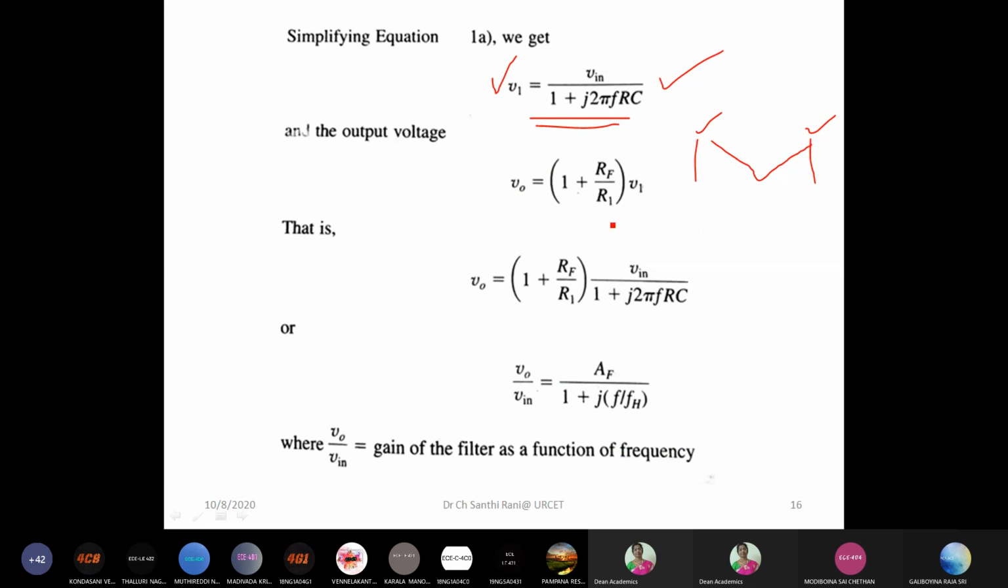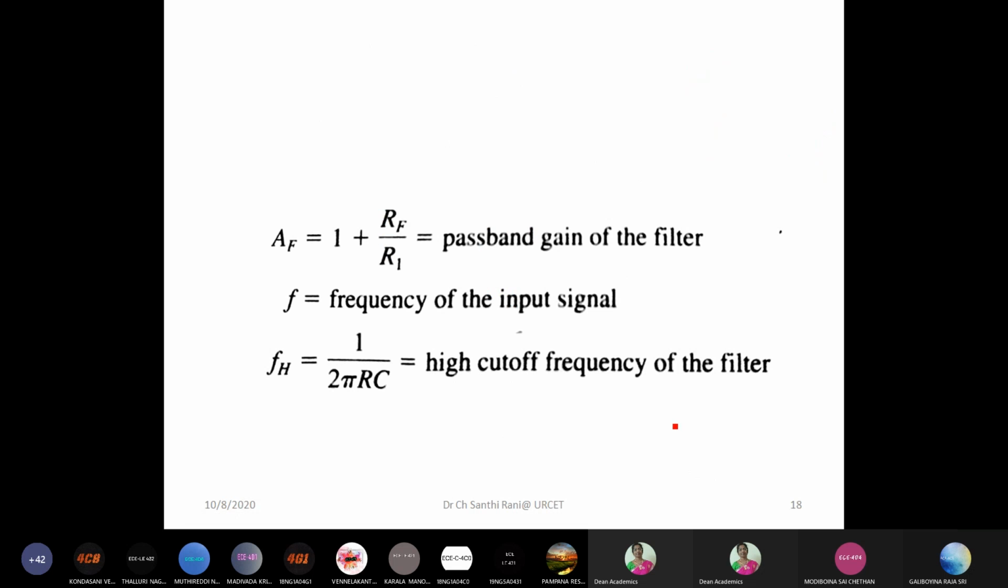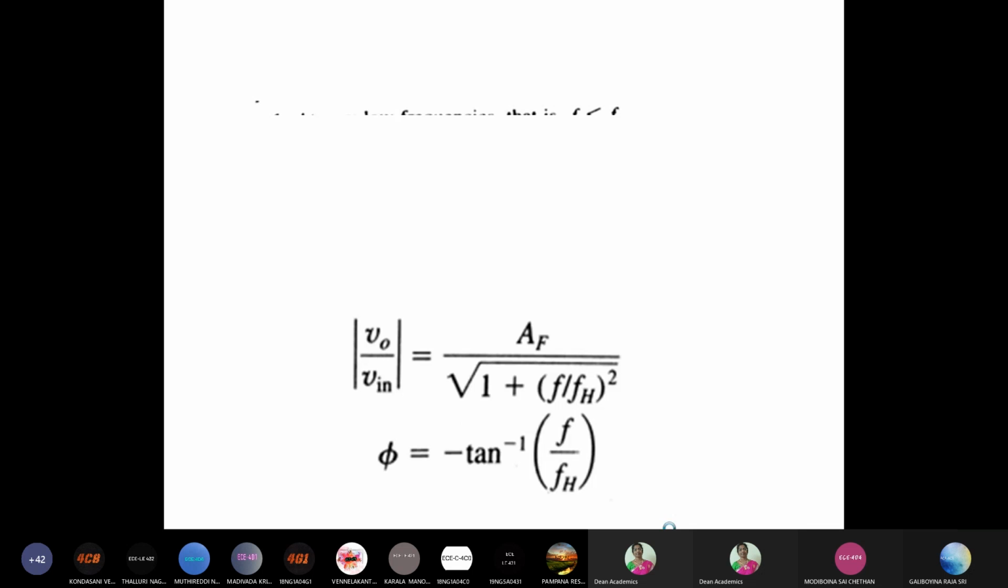And like that, after expressing this V1, V0 is equal to 1 plus Rf by R1 into V1. And finally, V0 is equal to this and this one. Remaining things we have studied and recollected, so I need not spend much time. Only those two steps which I asked you to do on your own, I know for sure you will never do. So why should I leave it like that? I want to show that also.